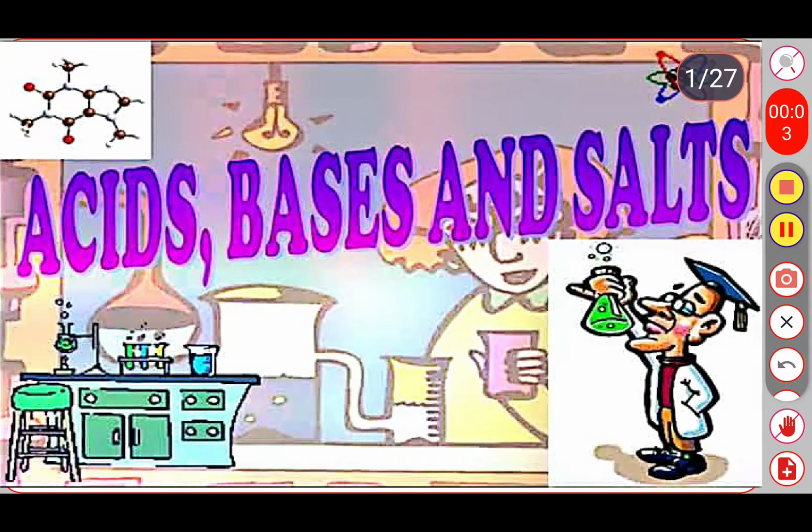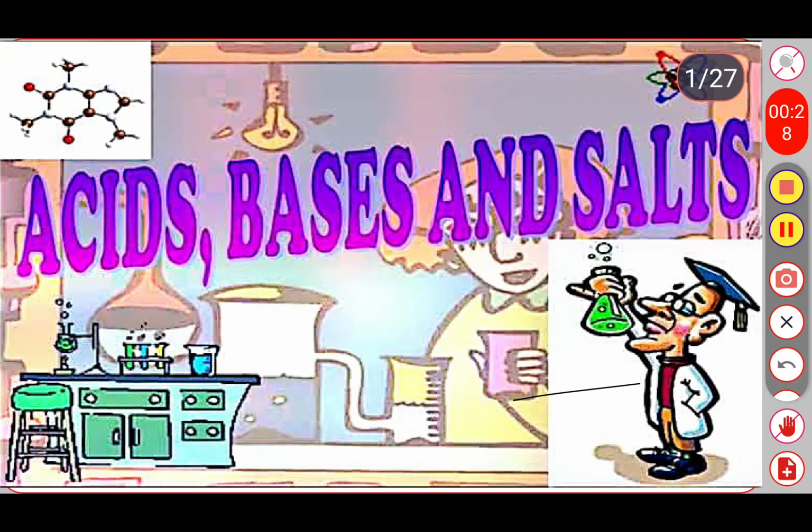Hello students, today I am going to start class 10th chemistry and the name of the chapter is acids, bases, salts. In this chapter we already completed two sessions. The first session is about acids and the second session is about bases. So today I am going to start the next concept of your chapter, that is salts.